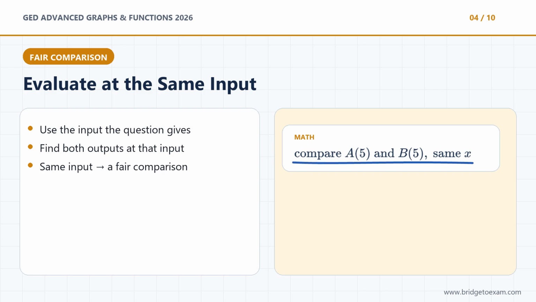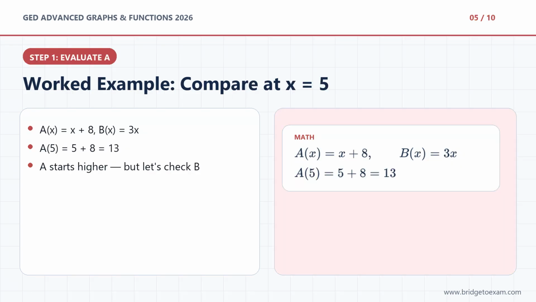Same input, then compare. Let's compare a of x equals x plus 8 and b of x equals 3x at x equals 5. Step 1. Evaluate a at 5. A of 5 equals 5 plus 8, which is 13. Write that down clearly. Notice a starts higher at 8, so you might expect it to stay ahead.